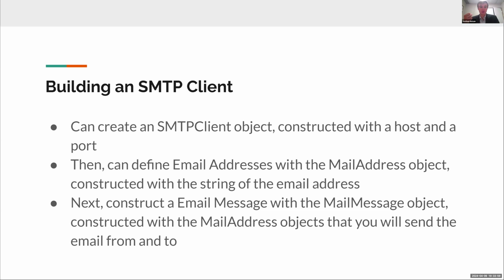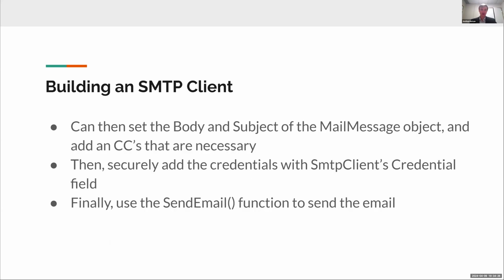Now that we have our client, which will be what will actually send the email, we need to construct the email message. We can start by defining some email addresses with a MailAddress object, which you just have to pass the string of the email address that you're sending it from and that you're sending it to. And then you need a MailMessage object next, and it needs to know what those two emails, the from and the to email, are. That's how it's constructed.